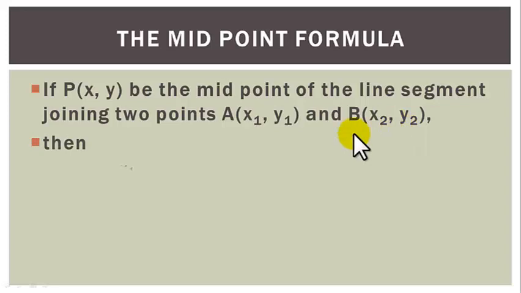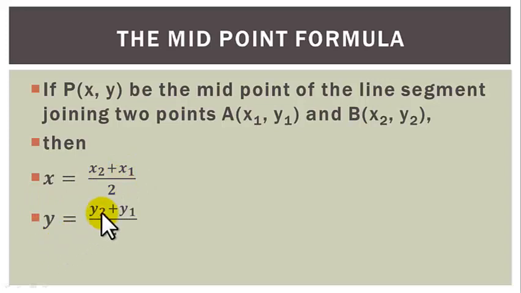Then x equals x2 plus x1 all over 2 and y equals y2 plus y1 all over 2. The proof of this is simple, straightforward from the point of division formula.